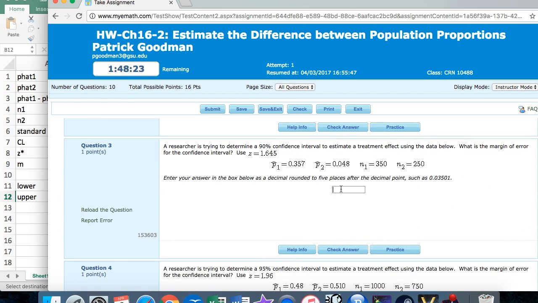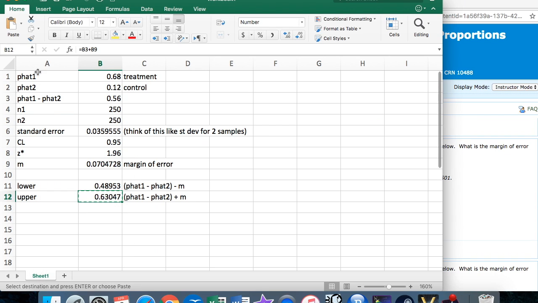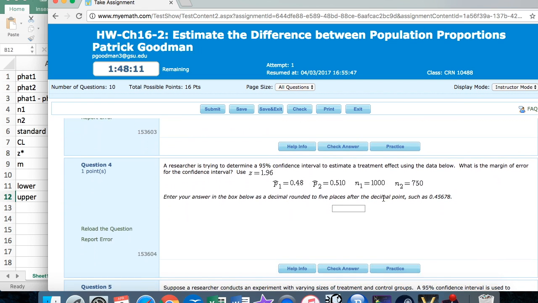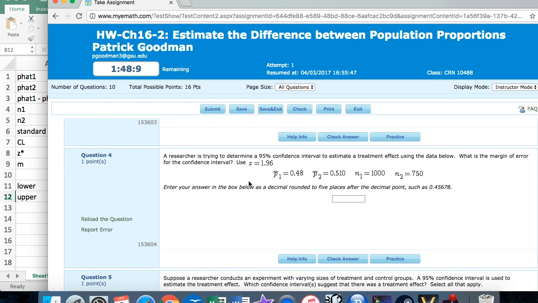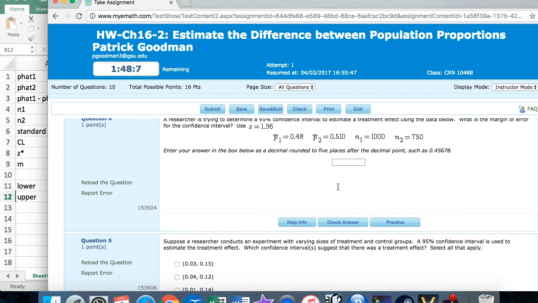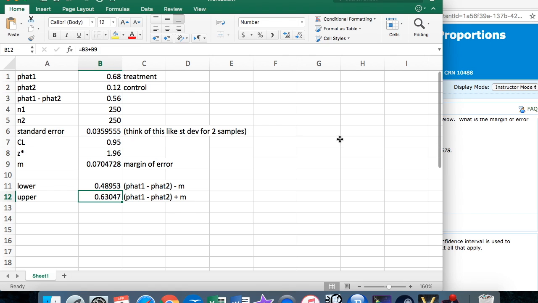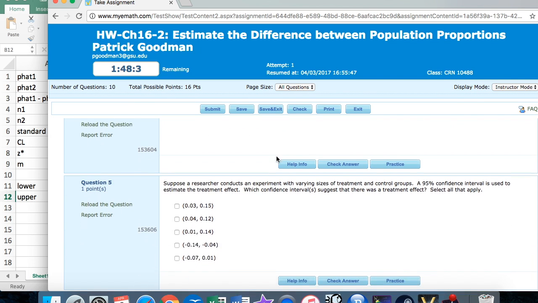This one was the margin of error for the confidence interval. Calculate your margin of error. So it's like doing this whole process, but not calculating your upper and lower, right? Just calculate the margin of error. So you should be able to do that. Margin of error, so do this again. They're trying to get you practice for finding your standard error now, and then a margin of error after that.